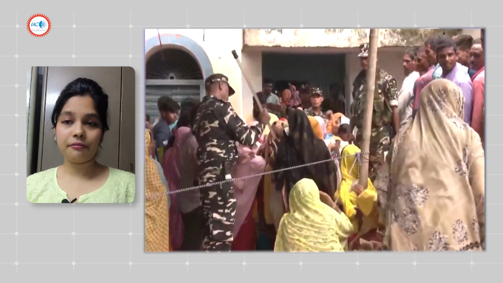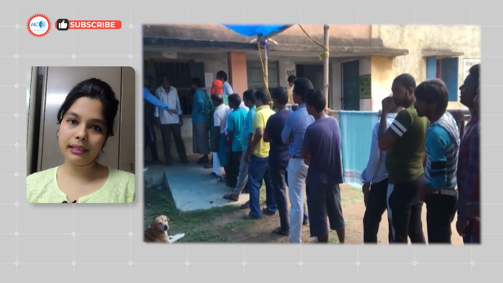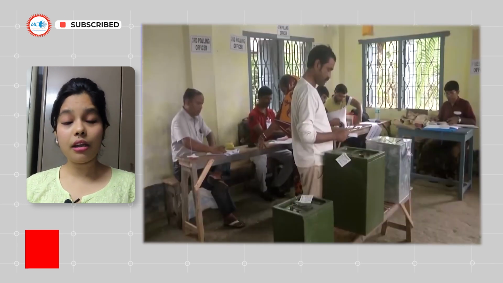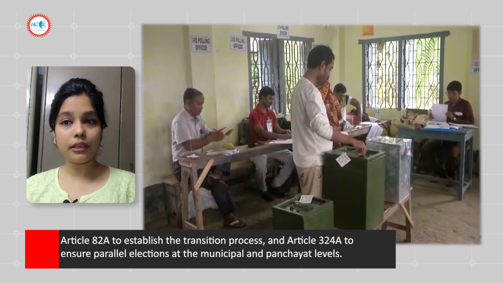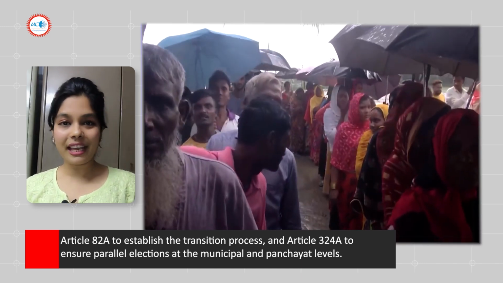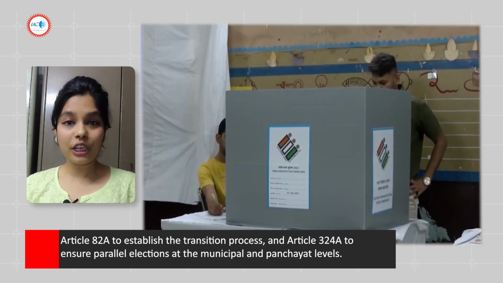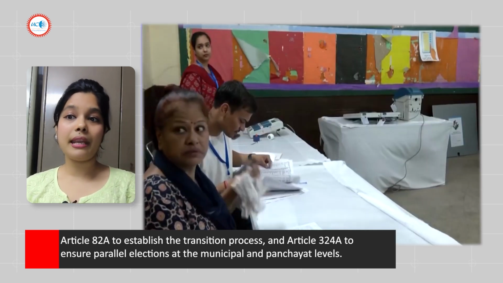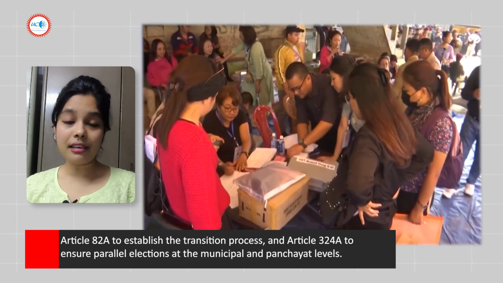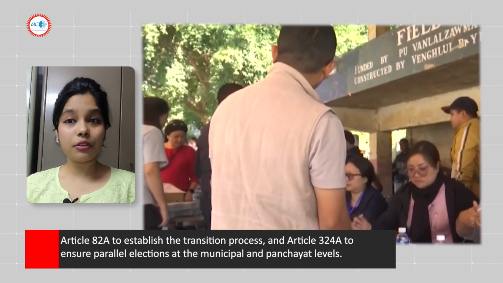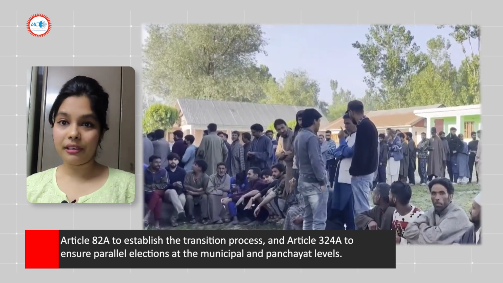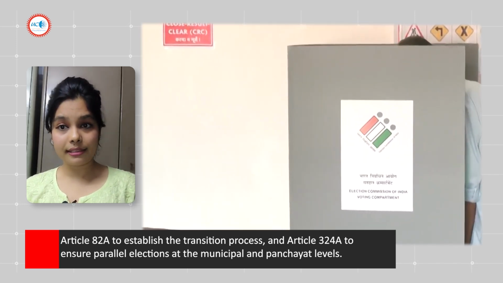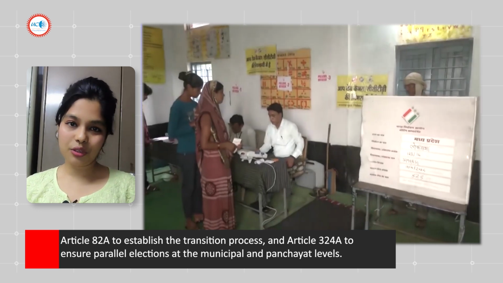The entire system will be backed by two constitutional bills. So there will be two constitutional amendment bills. What are these? Number one, Article 82A to establish the transition process, and then comes Article 324A to ensure parallel elections at the municipal and panchayat level. So parallel elections will be held at the municipal and panchayat level. Once these bills are passed by Parliament and ratified by the states, the process will be set into motion.